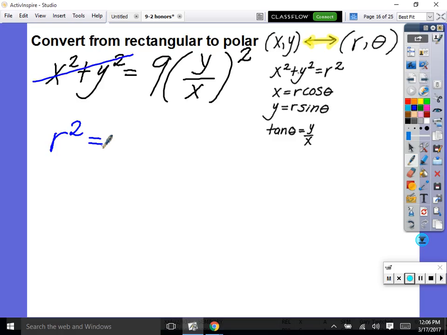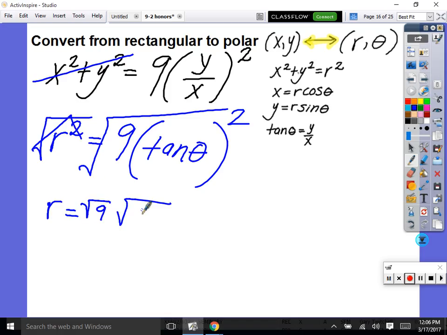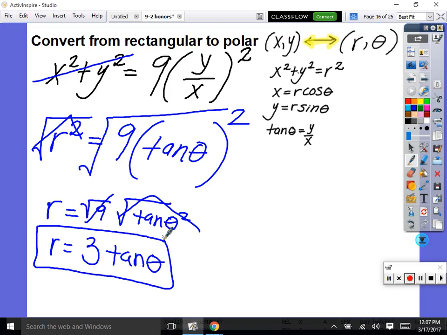And over here we have 9 times, what's y divided by x? Tangent. Now it's in terms of theta squared, right? Yeah. So now we always want it to be r equals the equation, not r squared. So the next step to get r alone would be to take the square root of both sides of the equation. So r is equal to, root cancels out with power, the square root of 9 times the square root of tangent theta squared. I'm just showing my work here. So r is equal to 3 tangent of theta. Now we have it in terms of r and theta instead of x and y.